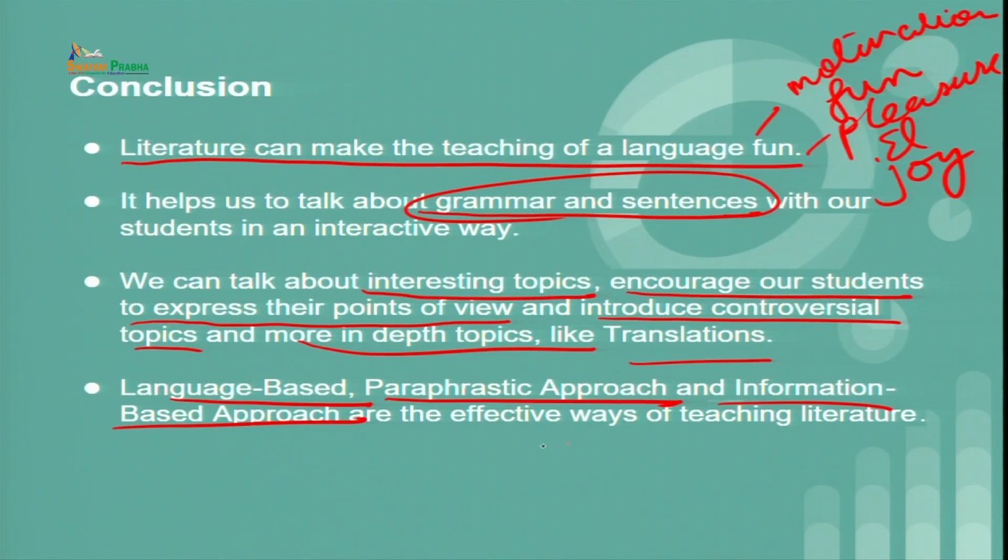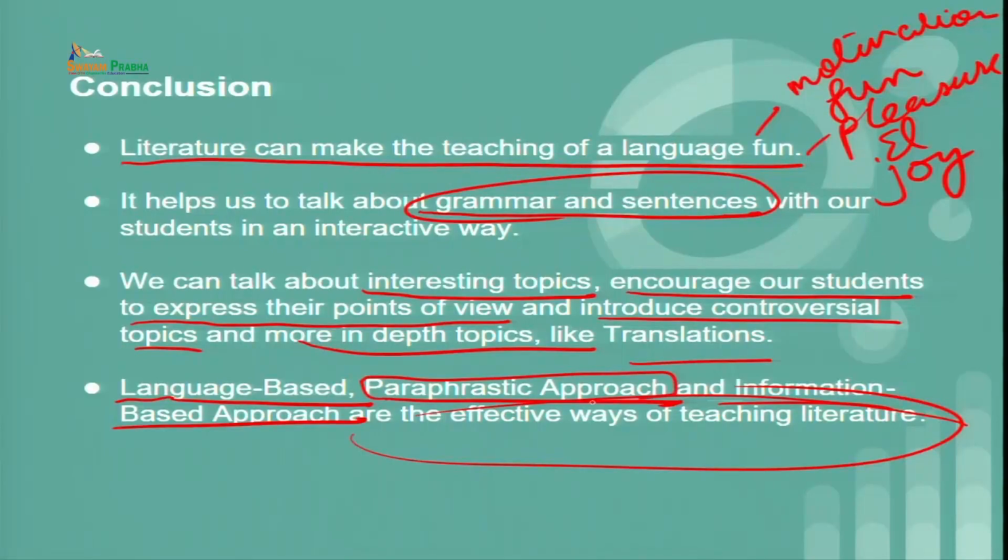These three approaches are the effective ways of teaching literature. So at first we understood how the language based approach provides the learners the opportunities to choose linguistic sentences and phrases to make their utterances better. And also we got to know about the paraphrastic approach, where we helped the learners to understand the text by rewording it, by paraphrasing it, by putting it in a simpler form.